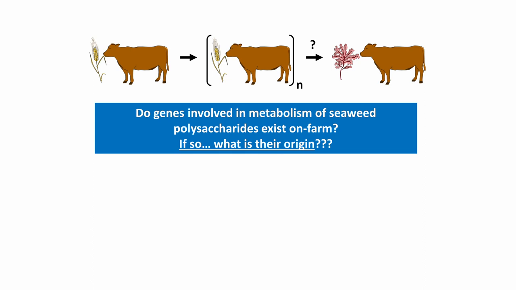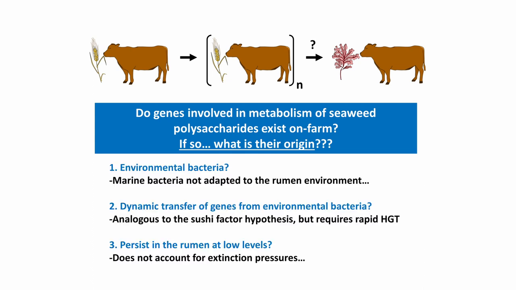Digestion is actually going to rely on genes encoding enzymes found in the rumen bacteria. So do these genes involved in metabolism of seaweed exist on farm? That's question one. And if they do, where do they come from? This is the question that's driving this whole research area. We've come up with three hypotheses. One is that there are environmental bacteria found on the surface of seaweed or contaminating the sample. The cow would eat it, and these bacteria would assist with digestion in the gut. However, most marine bacteria are aerobic, so they wouldn't survive in the rumen, which is anaerobic, and they're not adapted to the environment, which is highly competitive.